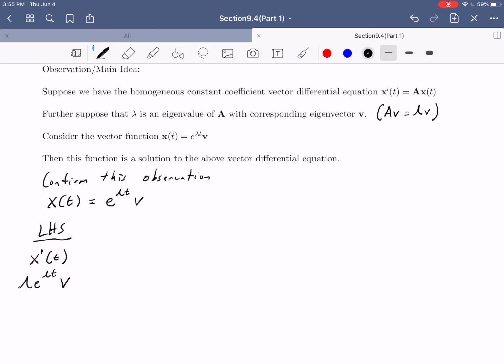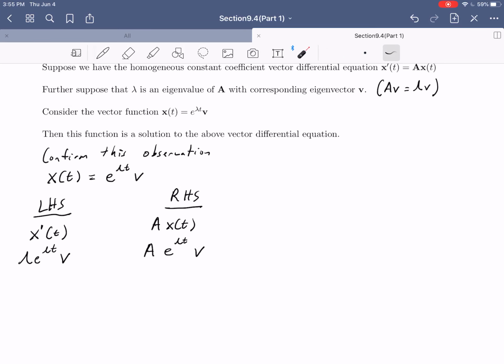All right, now let's talk about our right-hand side. For the right-hand side, we're going to have A x of t. But of course, this x of t is this e to the lambda t v. So we can actually say this is A times e to the lambda t v. Now, we can do a little bit of manipulation. This e to the lambda t, it's a scalar function. It's a function, but it is a scalar. It's not a matrix or a vector or anything like that. So we can just scoot that into the front there. So this is e to the lambda t A v.